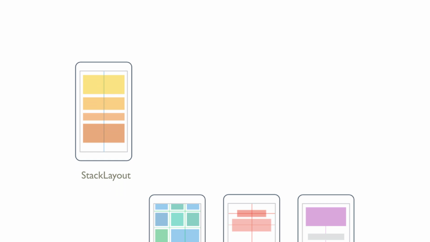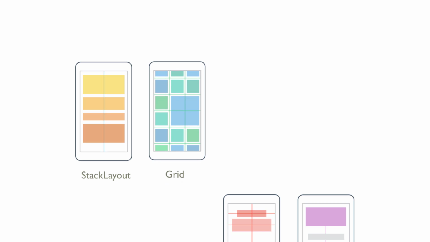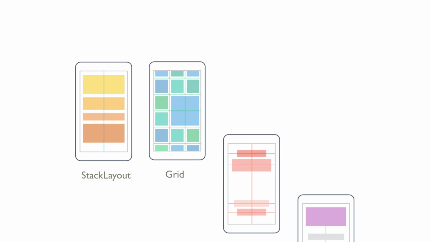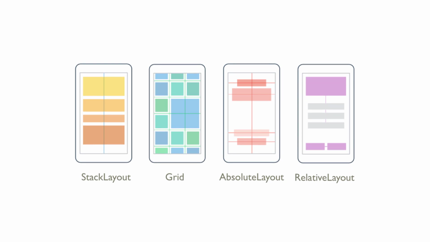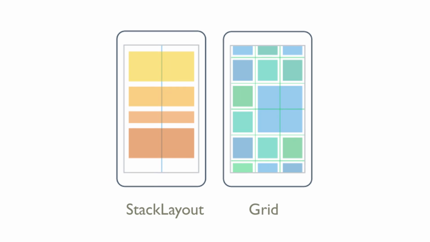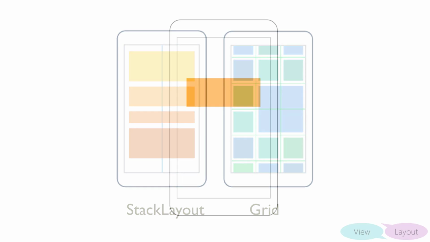Xamarin Forms provides several layouts. Stack layout arranges its children in a single row or column. Grid has rows and columns and places its children into cells. Absolute layout places child elements at absolute positions, which you need to calculate. Relative layout places child views relative to the layout or to the sibling views. Absolute layout and relative layout are more specialized and less commonly used. So we'll focus on stack layout and grid in this course since they're the most versatile panels. They're powerful and flexible enough to build rather complex UIs.